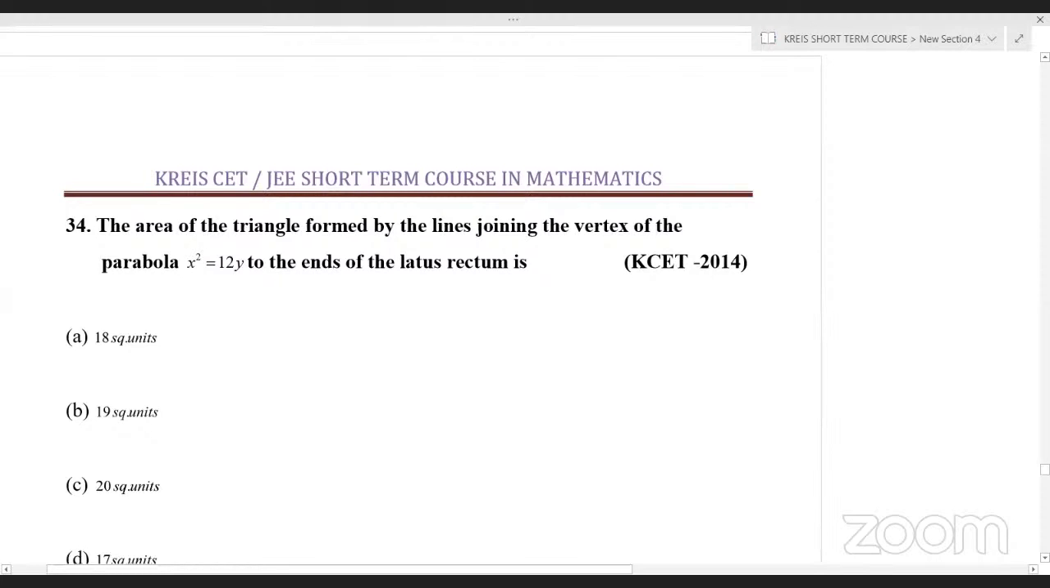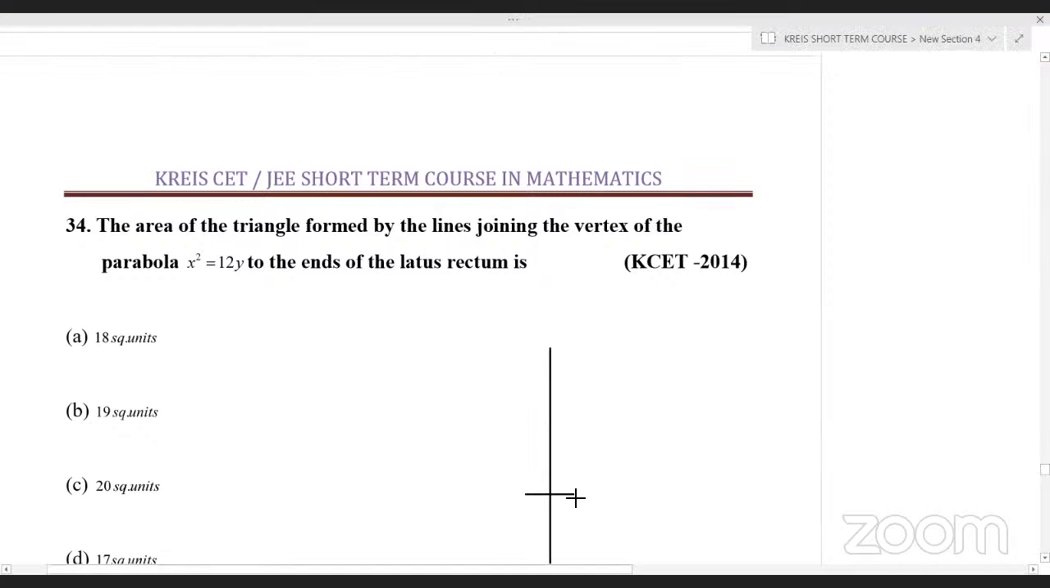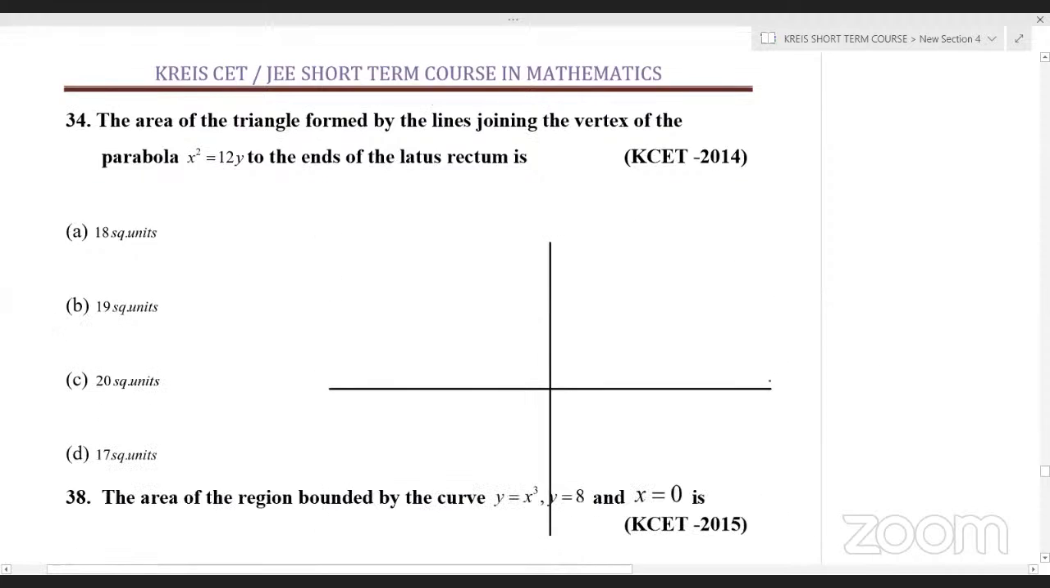is equal to 12y and the ends of the latus rectum is, see, you are having the question. So area of the triangle formed by the lines, a line joining the vertex of the parabola x squared is equal to 12y, and the ends of the latus rectum. So you are having the ends of the latus rectum of the parabola. So x, x dash, y dash, and y.